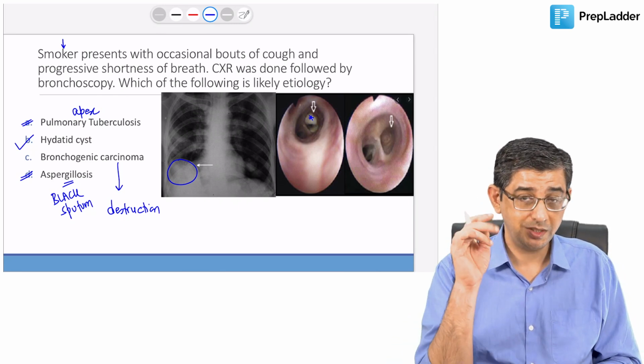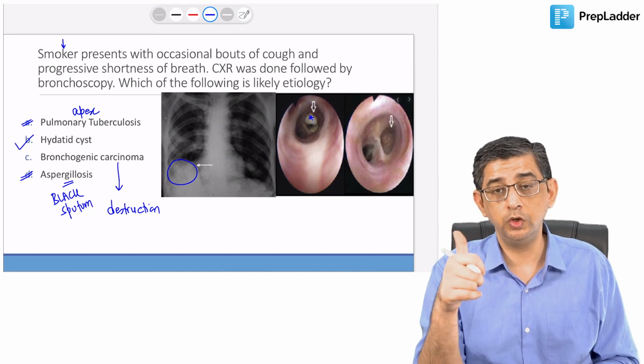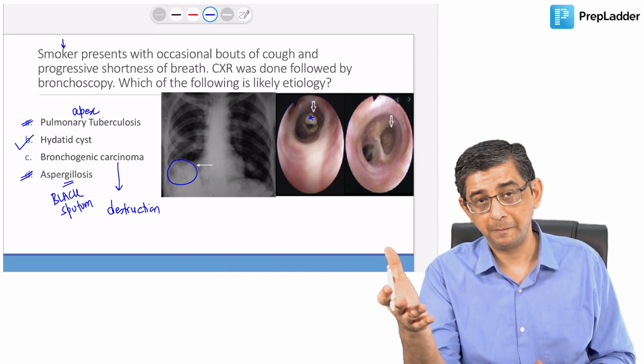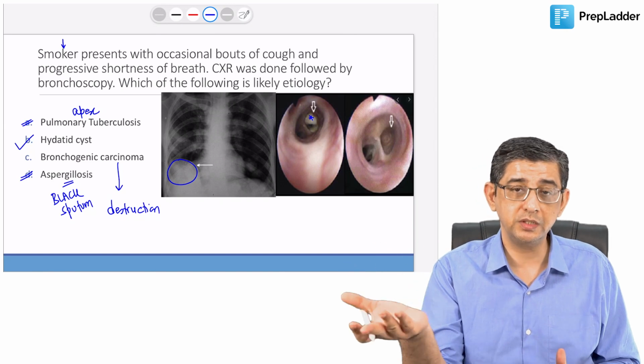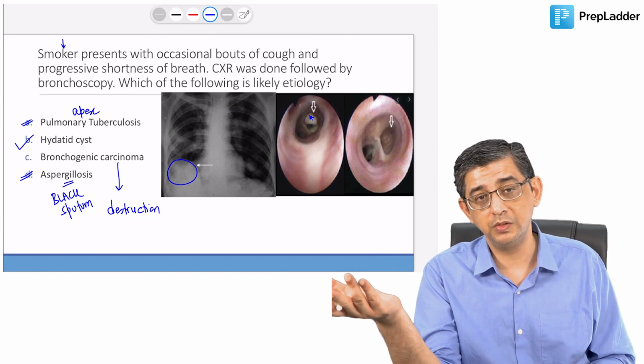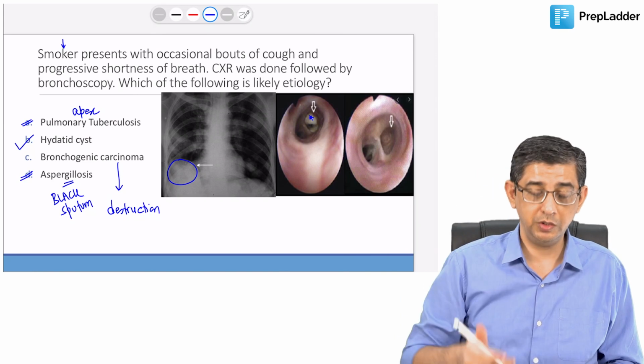In fact, the second most common site of hydatid cyst in the human body is the bronchus or the lungs. The most common site of hydatid cyst is the liver. No, the second most common site is the lungs of the patient. So the answer to this question is option B.